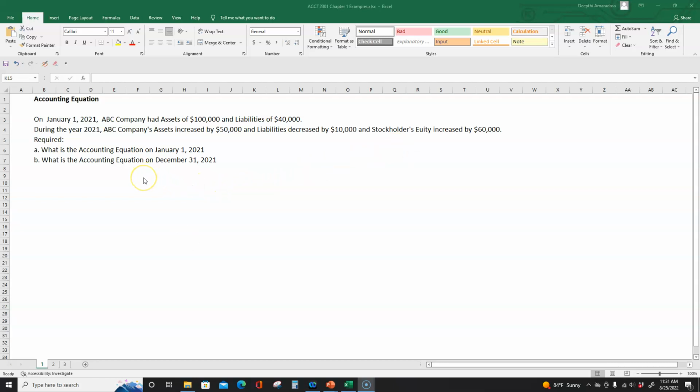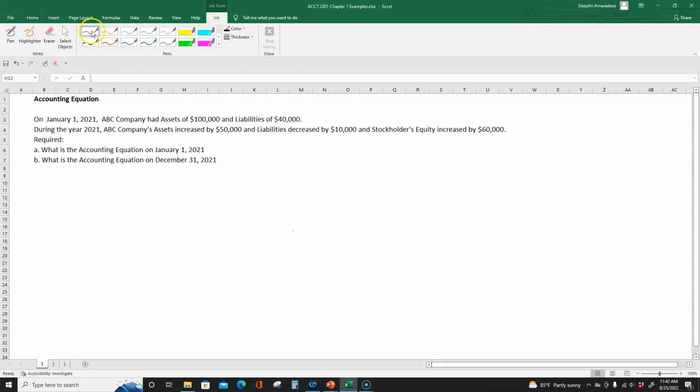Required. What is the accounting equation on January 1st, 2021? And then what is the accounting equation on December 31st, 2021? Let's first write out the accounting equation. We know that our accounting equation is assets equals liabilities plus stockholders' equity. They want to know what's the accounting equation on January 1st.